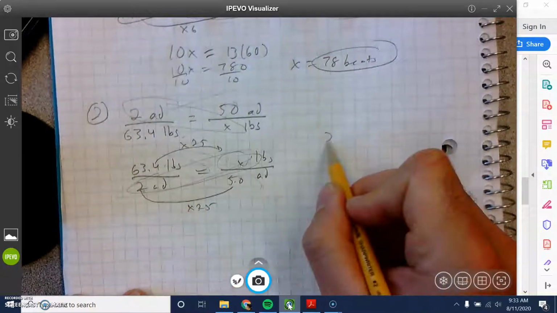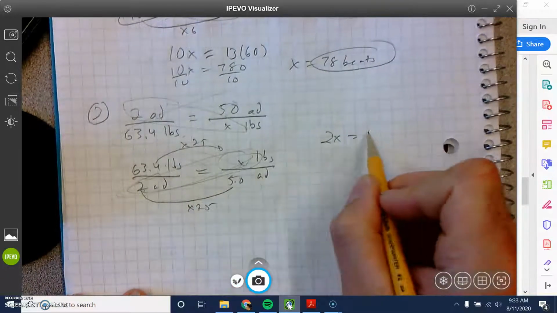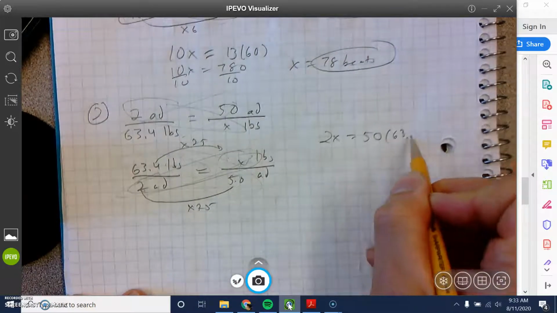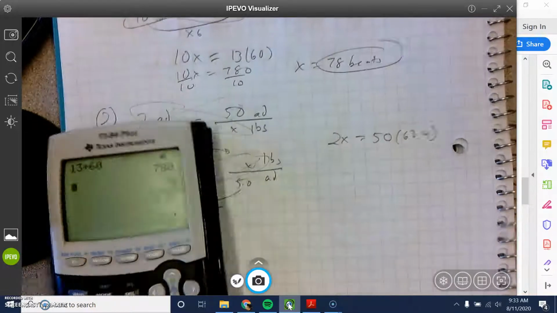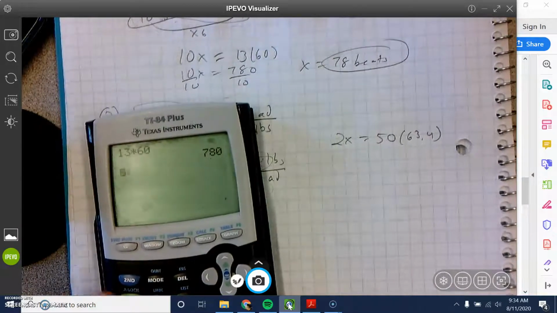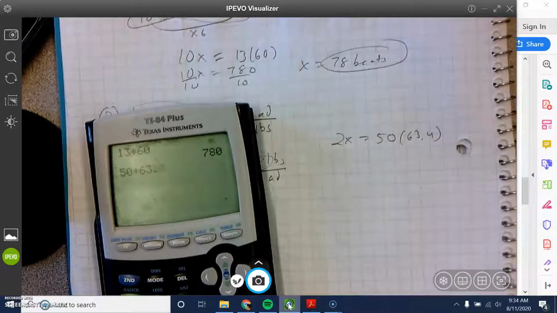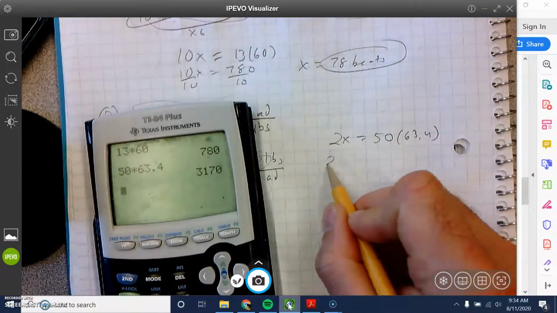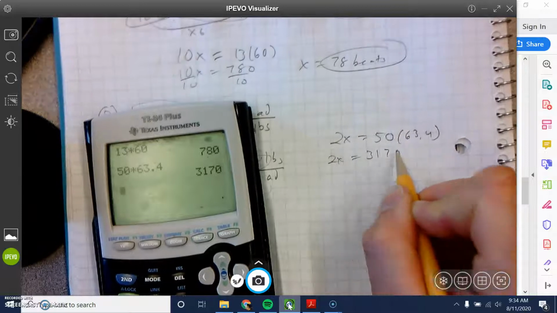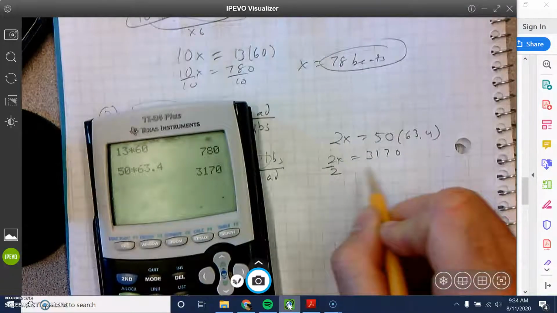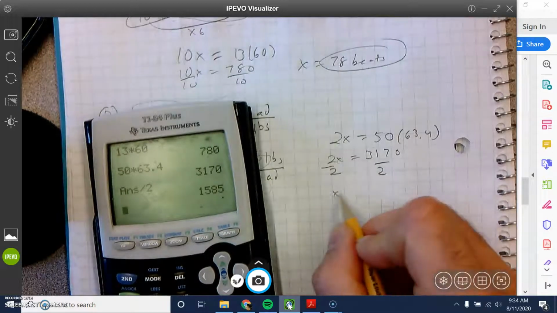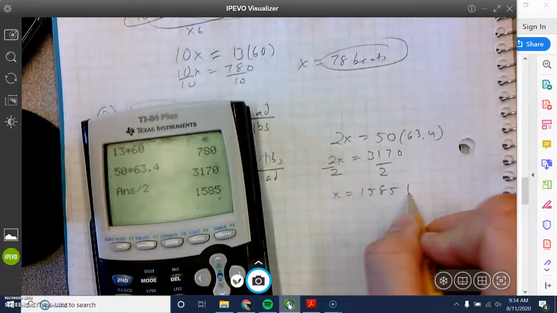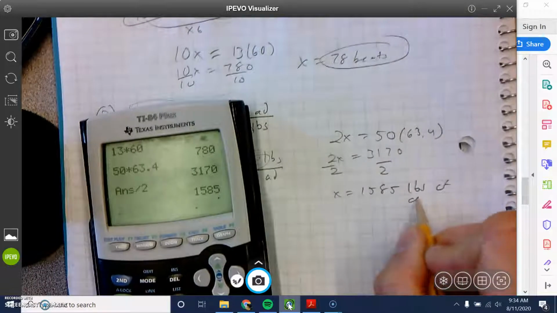2 times x and 50 times 63.4. Okie dokie. So 50 times 63.4, 2x equals 3,170. Divide by 2, divide by 2, and we get 1,585 pounds of garbage.